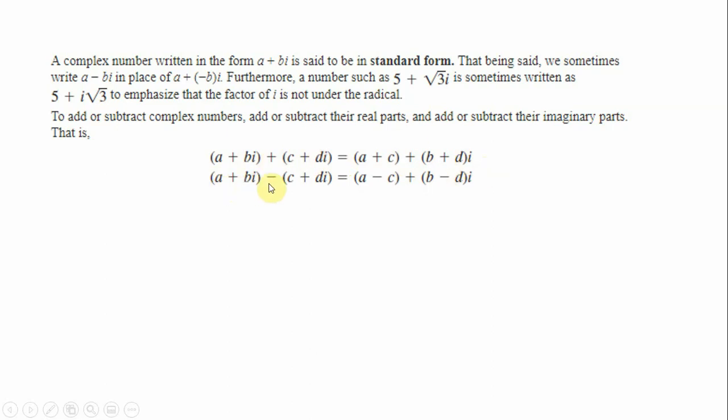If I define a plus bi minus c plus di, I have to distribute my negative, so it's a plus bi minus c minus di. So I've got my a minus c as my grouping after I simplify, and then b minus d, times i, is my complex part, or my imaginary part.